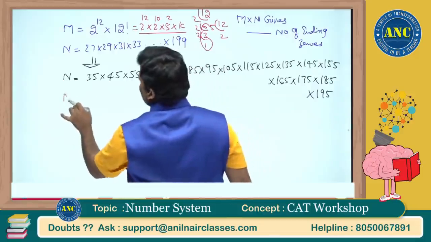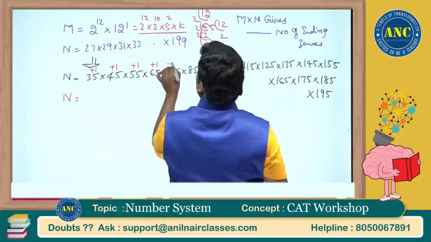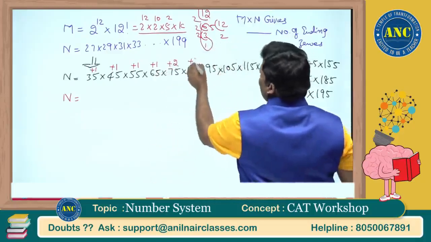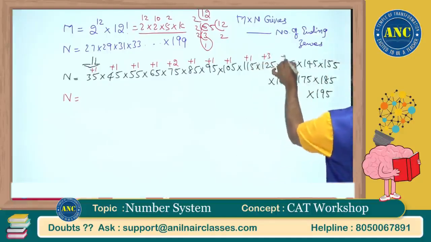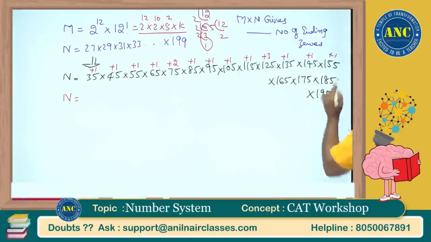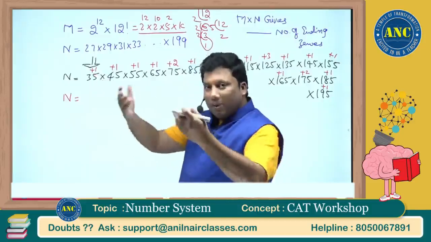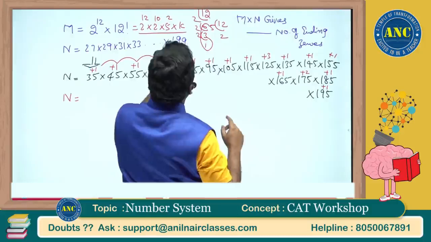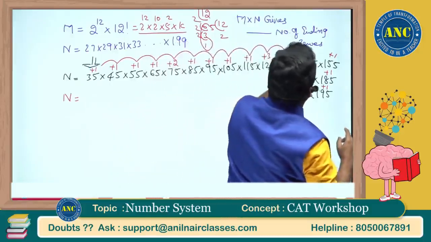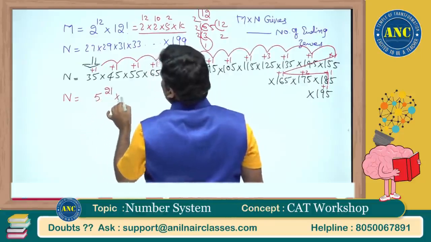N is, how many 5s are there? Let us see. 5 7s are 35, one multiple of 5. 5 9s are, 5 11s are, 5 13s are, 25 3s are plus 2. 5 17s are, 5 19s are, 5 21s are, 5 23s are, 5 cube is 125 plus 3, 5 27s are, 5 29s are, 5 31s are, 5 33s are, 25 7s are, 5 37s are, 5 39s are. Plus 1, plus 1, plus 1, plus 1. Totally how many did I get? 21. 5 power 21 into some other prime bases.